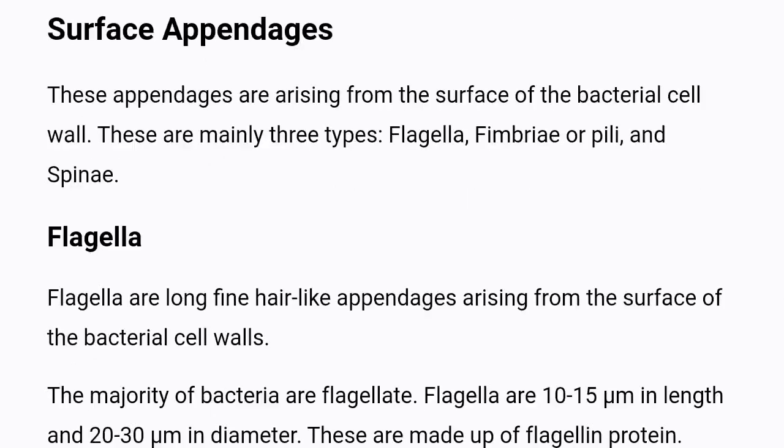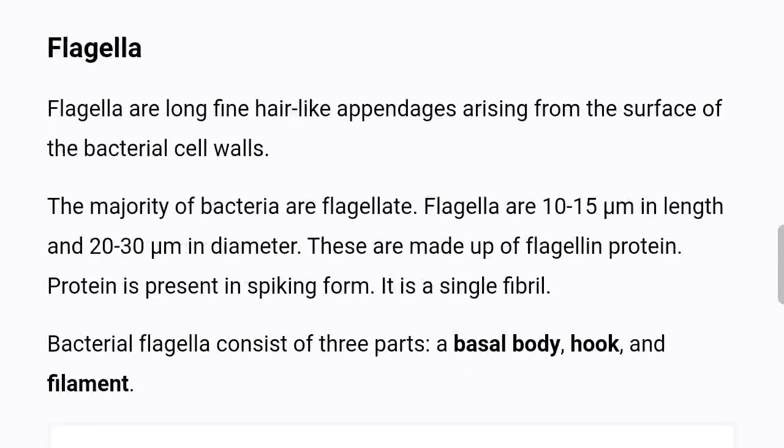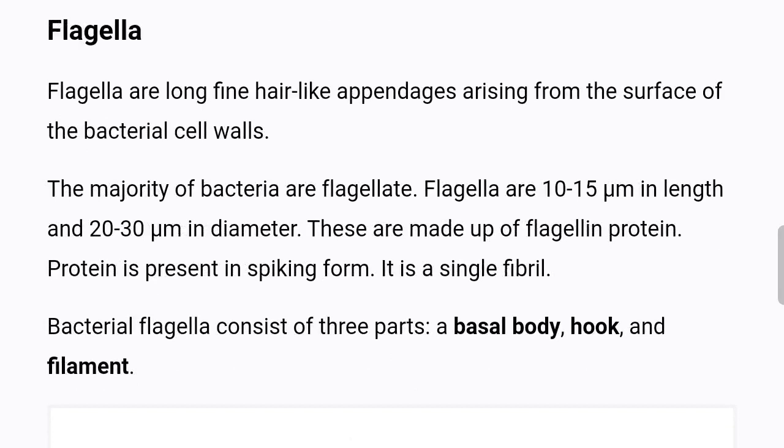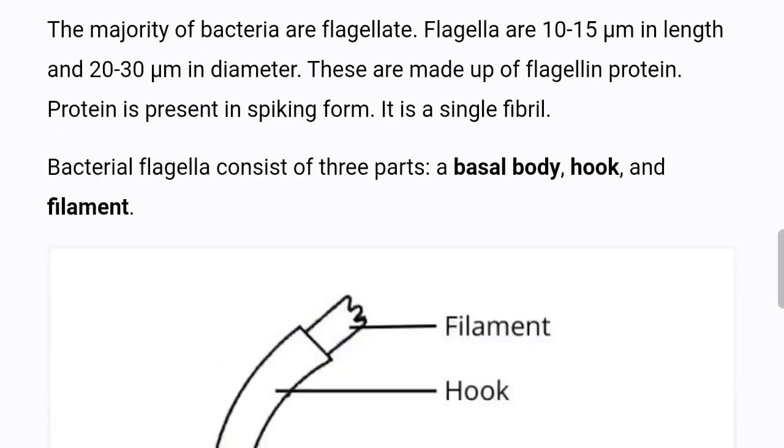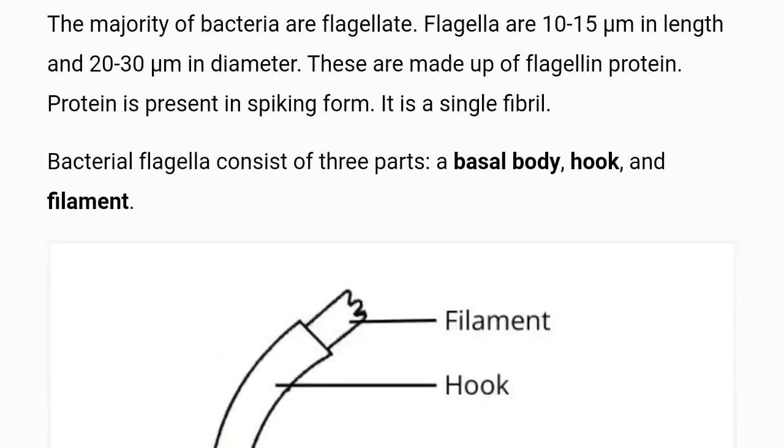Surface appendages. These appendages arise from the surface of the bacterial cell wall. These are mainly three types: flagella, fimbriae or pili, and spinae. Flagella. Flagella are long, fine hair-like appendages arising from the surface of the bacterial cell walls. The majority of bacteria are flagellate. Flagella are 10 to 15 micron in length and 20 to 30 micron in diameter.